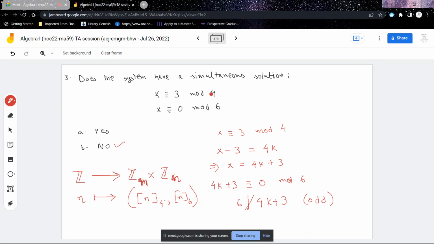So if you were asked to compute a solution mod 4 and mod 7, then clearly 4 and 7 are relatively prime, and hence this system will always have a simultaneous solution. It just happens there is no solution in this situation.